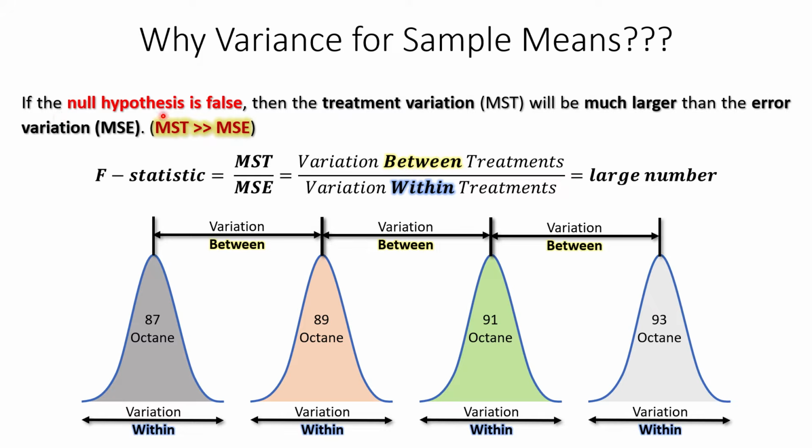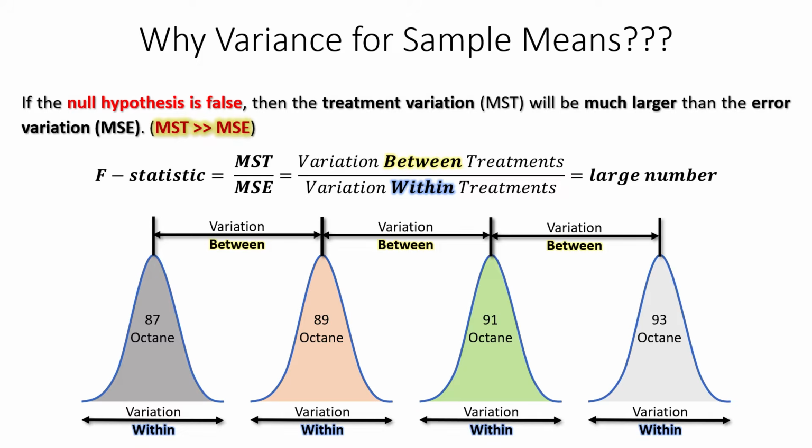If and when your null hypothesis is false, your mean square of the treatment, your treatment variation, the variation between treatment groups, will be much larger than your error variation. And that's your variation within each treatment group specifically. And when the mean square of the treatment is much larger than the mean square of the error, what that means is that at the end of the day, your F value will be a large number. When the null hypothesis is false, your F statistic or your F value will be a large number.